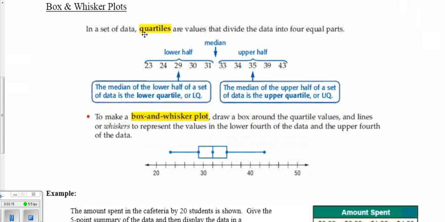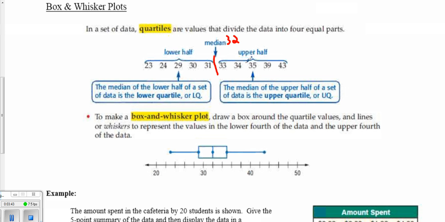So let's get into box and whisker plots. In a set of data, the quartiles are values that divide the data into 4 equal parts. So if we look at this set of data, 23, 24, 29, 30, 31, 33, 34, 35, 39, and 43. There are 10 pieces of data. So if we were to cut it exactly in half, it would be right here. So our median would have to be in between 31 and 33, which means our median would be 32.